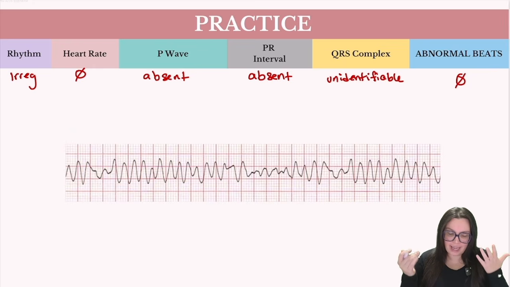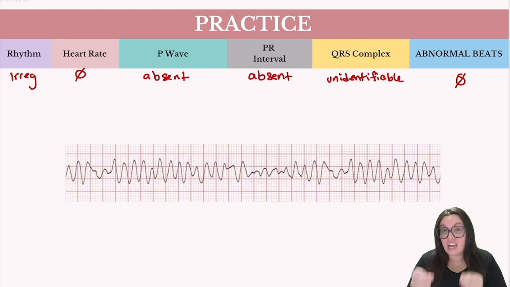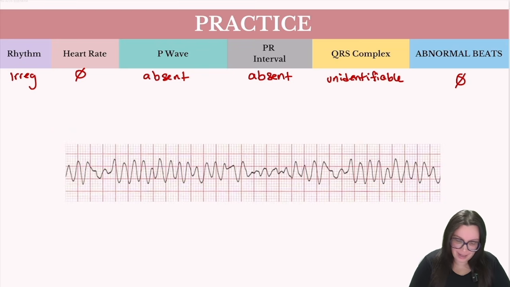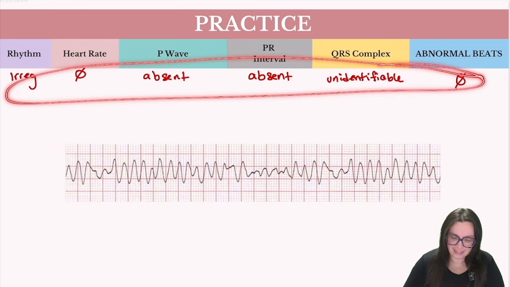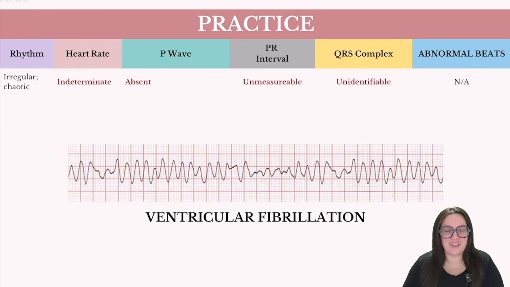So the big thing here is I have an irregular rhythm that's very chaotic, and I'm not really able to identify anything here. We know that this is a very lethal rhythm, right? Because we can tell by the fact that there's just no organization taking place. So the only rhythm that looks like this, that is lethal, that follows all of these guidelines here, is going to be our ventricular fibrillation.